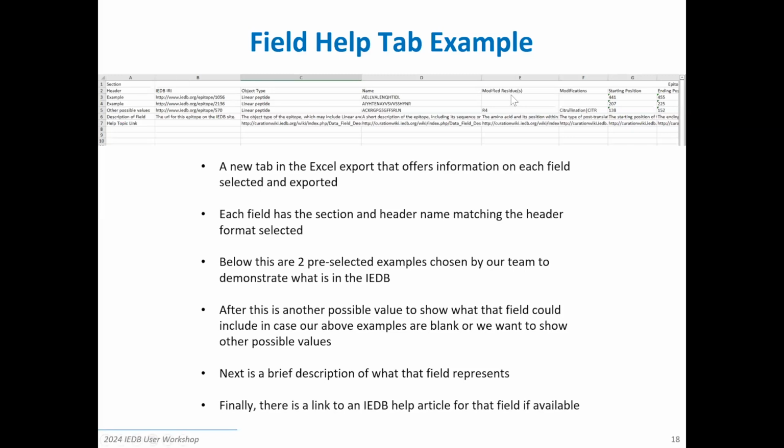Like you can see here, the modified residues in these examples aren't shown, but there is data that can be possible there, and this shows an example of what that could be. Below that, we have a description of the field, which is just a brief text description of what that represents. And you can see that here, this is the URL for the epitope on the IEDB site. And then below that, if we have a help link, then we have that below that.